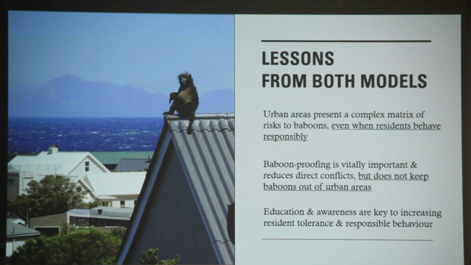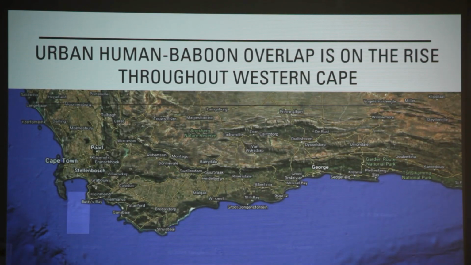Urban areas present a complex matrix of risks, and we learned this from both models, even when residents behave responsibly. Baboon proofing is, of course, vitally important and responsible, and it does reduce direct conflicts, but it doesn't keep baboons out of urban areas. These houses were completely baboon-proofed. Baboons were there every day. Education and awareness are key to increasing resident tolerance and responsible behavior. Regardless of your model, you need to have this.